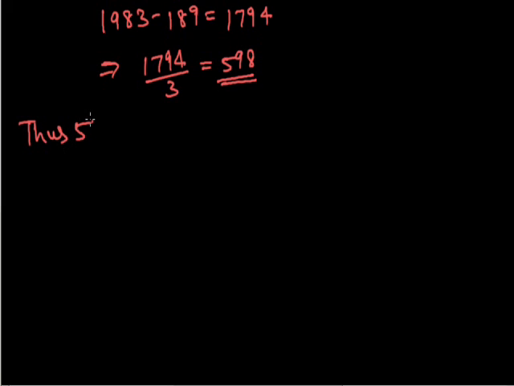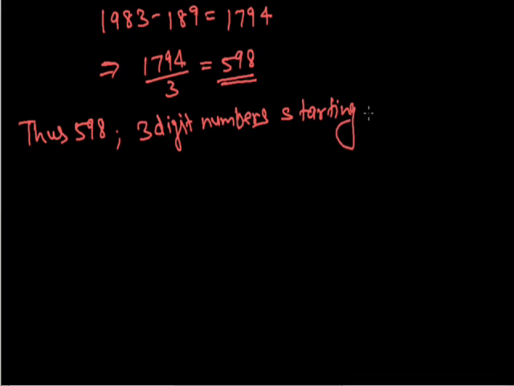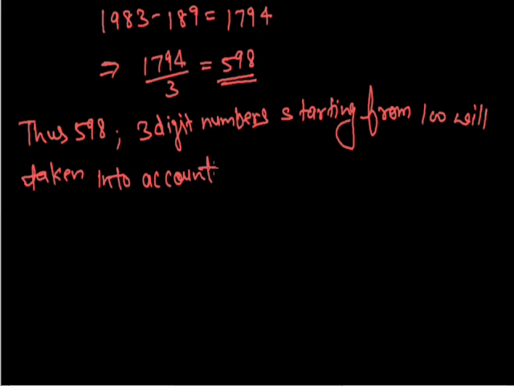Thus 598 three digit numbers starting from 100 will be taken into account. So we will note only the numbers that are after two digit numbers, which are starting from 100, taken into account. That is up to the number 697.